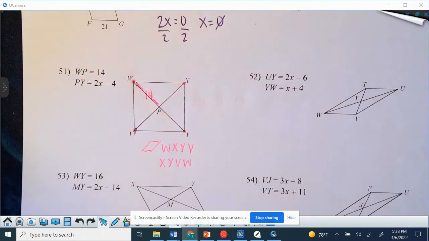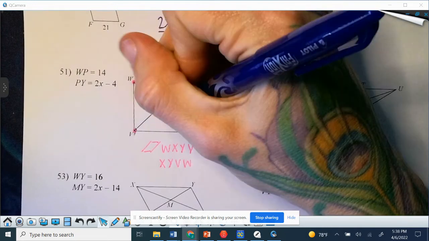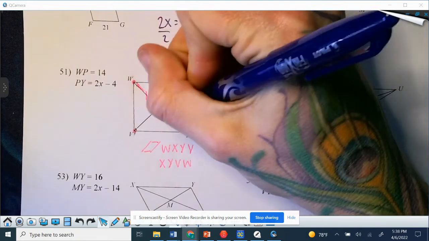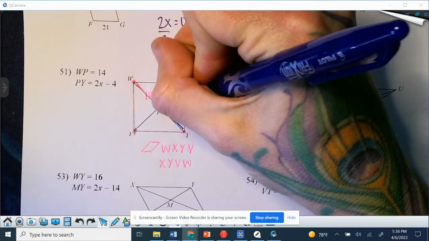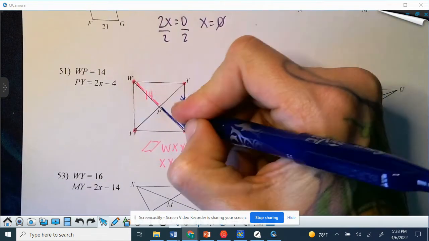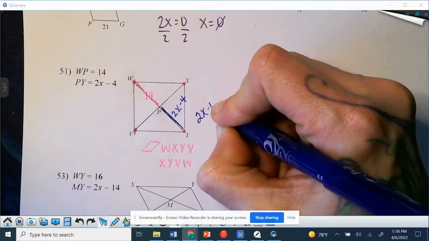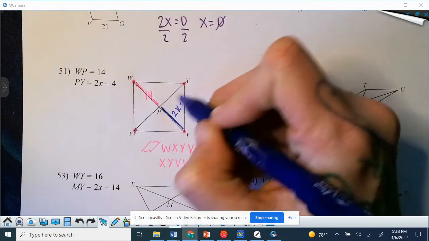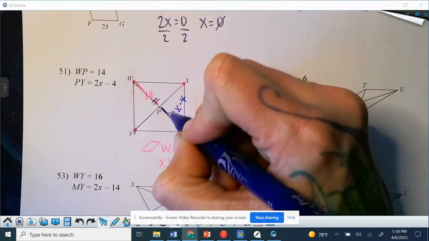And then it says that PY, which is this one here, is 2x minus 4. And we know that these two are equal to each other. 2x minus 4 equals 14 because diagonals of a parallelogram bisect each other.